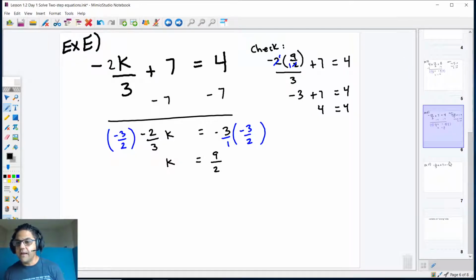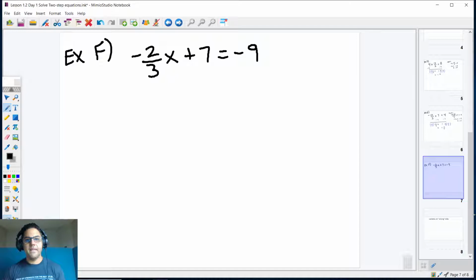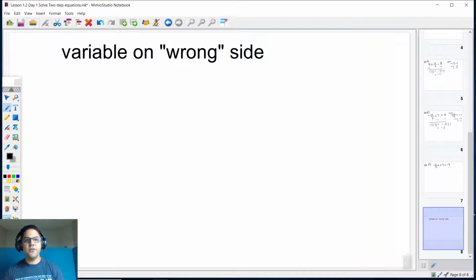And according to this, we've got maybe 1 or 2 more. You know what? This one looks almost the same. So let's skip F. And let's go to quote-unquote wrong side. Now remember, our goal essentially is to hopefully have the variable on the left side. The left side is a little bit easier for students, especially when you get into the more advanced problems. So let's just say you had something like this. 10 is equal to 2x plus 4. Now that is quote-unquote the wrong side.